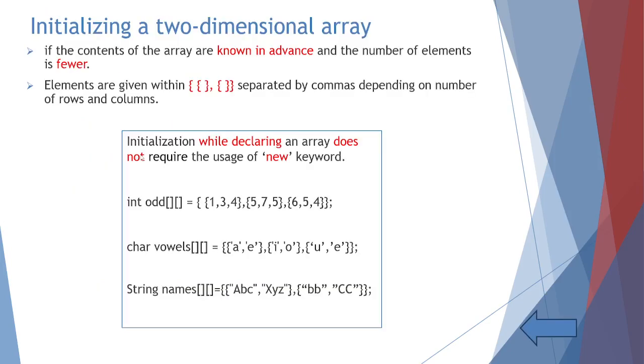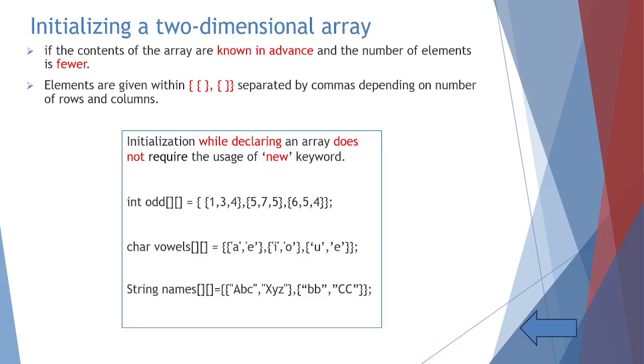Now, initializing a 2D array. If the contents of the array are known in advance and the number of elements is fewer, then we go for initialization. Now, how do we initialize? Outer set of curly braces refer that it is an array. Now, inner sets of curly braces with commas refer to rows.